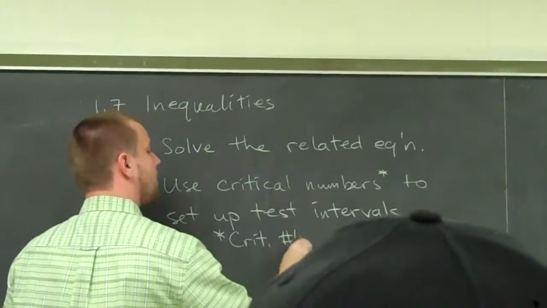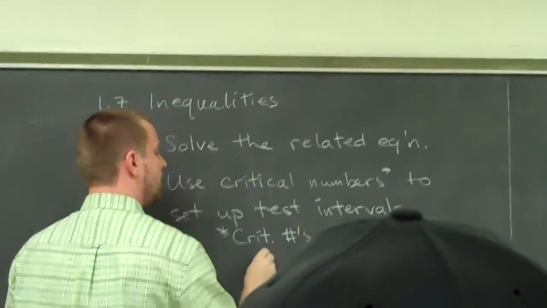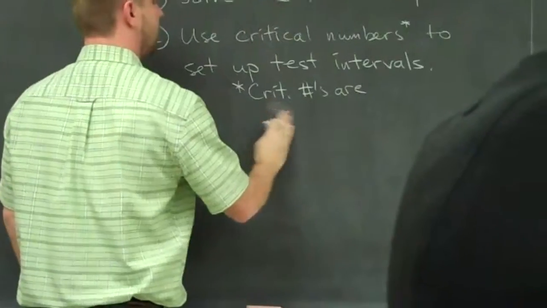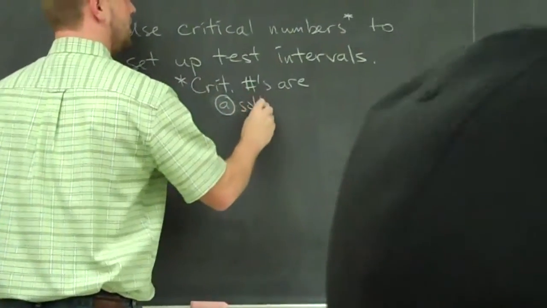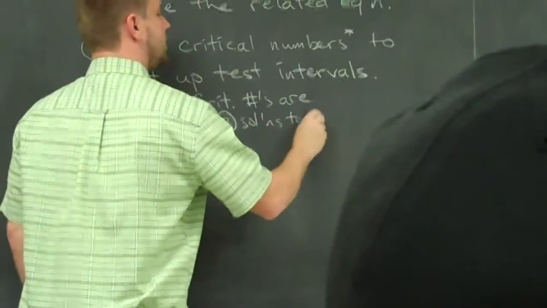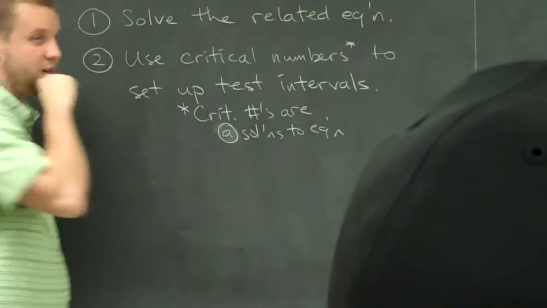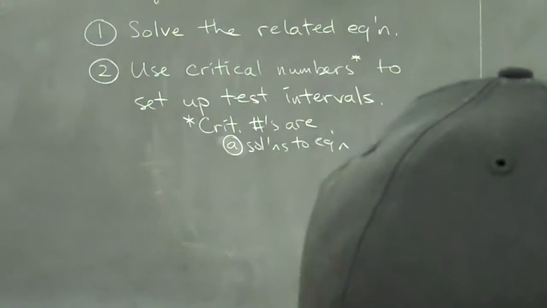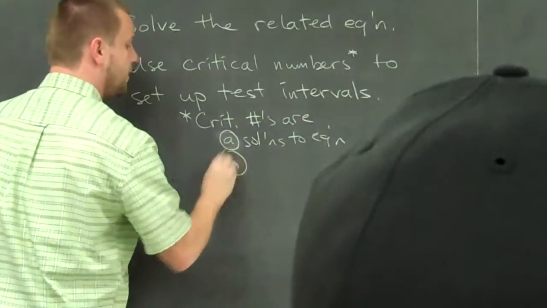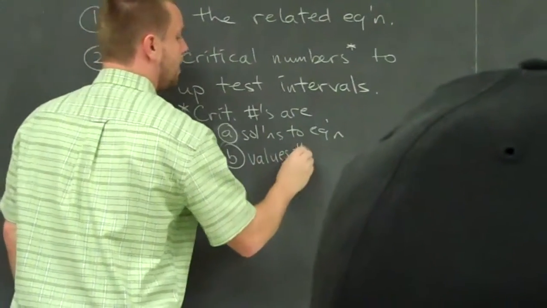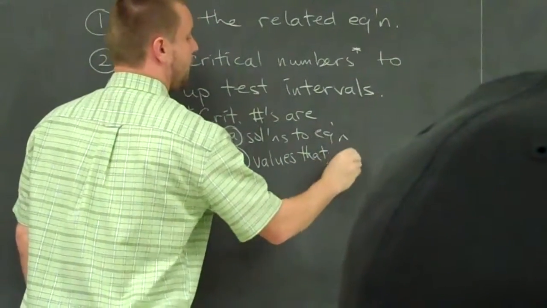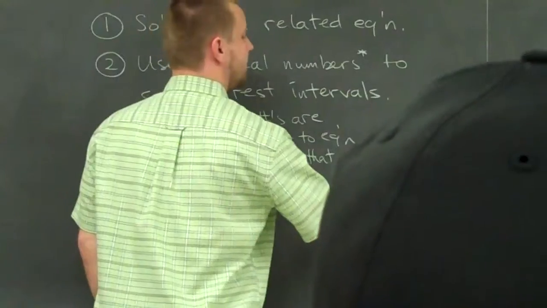Critical numbers are, let's say either solutions to that related equation. Okay, what we just found, those are critical numbers. And the other way to get critical numbers are values that make denominators 0.